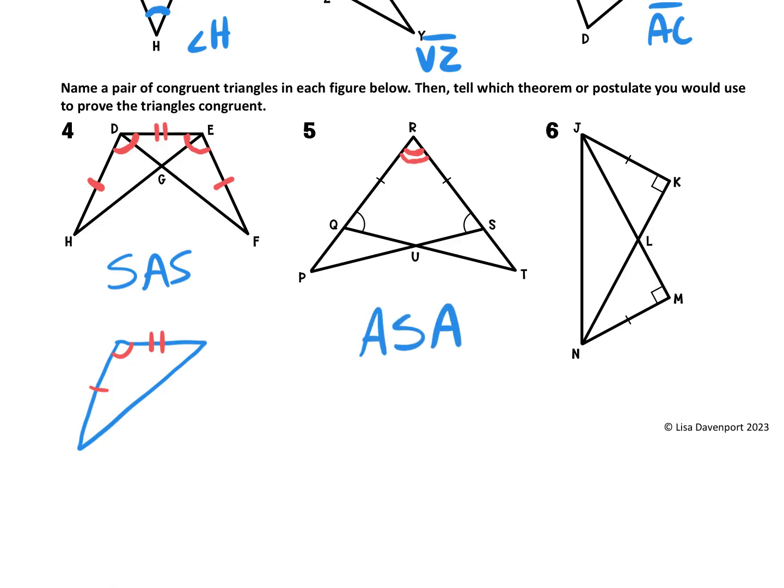Okay. What about number 6? What is the shared side or angle? JN, so I can assume that side is congruent to itself. Okay, which theorem should I automatically check first? Hypotenuse leg. Why? Because it has a right angle. So I know I need to check hypotenuse leg first. Does hypotenuse leg work? Yes. So this one is congruent by hypotenuse leg.